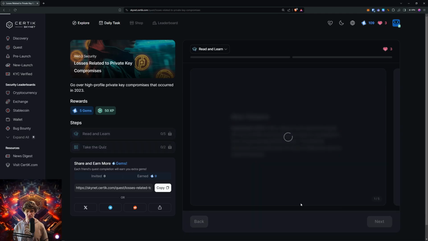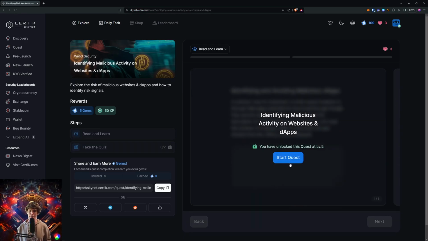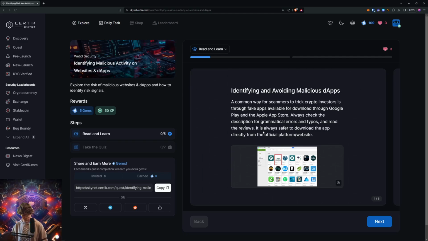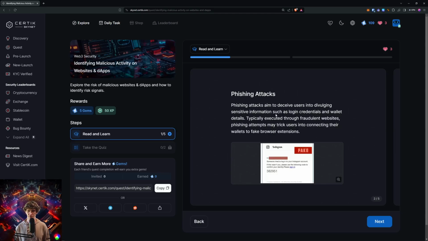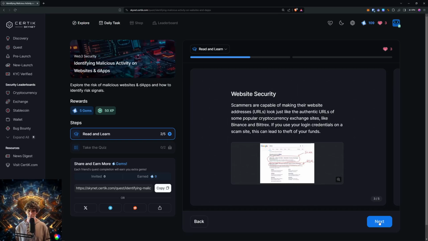So, identifying malicious activity on websites and dApps. A common way is through fake apps on the Google Play Store and other websites. Phishing attacks: you'll see emails from fake profiles or accounts. Even on Google.com, the search engine, when you try and search for something.